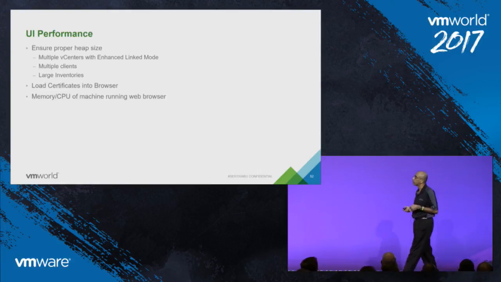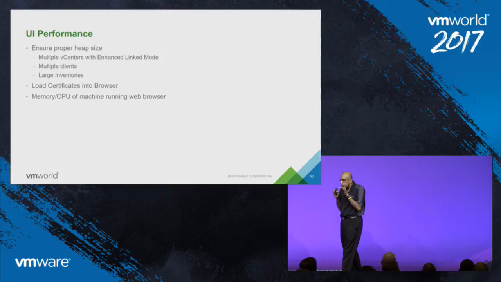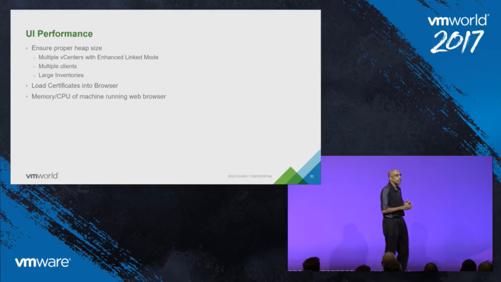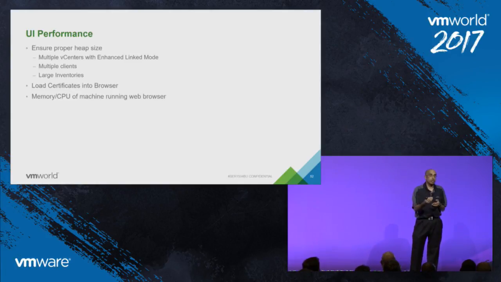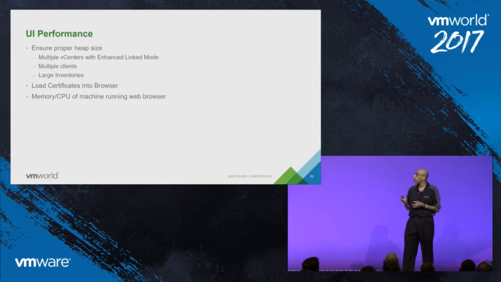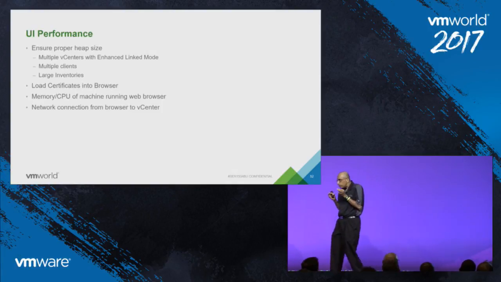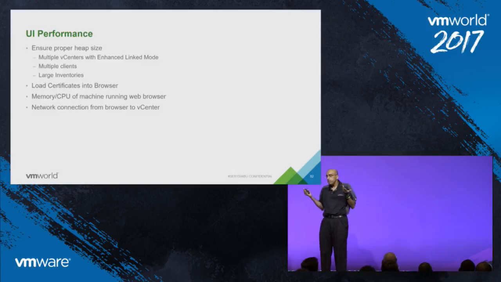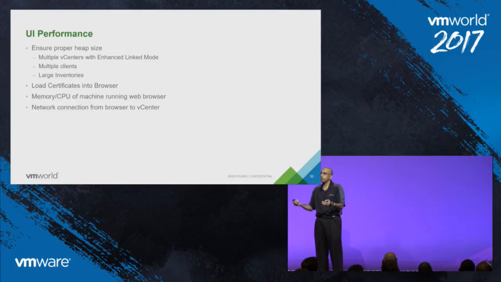Just to avoid having it ask you whether you want to accept a certificate or not, I would load certificates into the browser. The memory and CPU of the machine running your browser is very important. Please give it at least 2 vCPU and 4 gig. If it's only 1 vCPU, you're going to see very slow latencies for your client requests. I know that sometimes you have to use the client over a VPN or something. If you have the option, go into a jump box that's within the same LAN segment as your vCenter, and use the client from there. That will sometimes give you better performance.